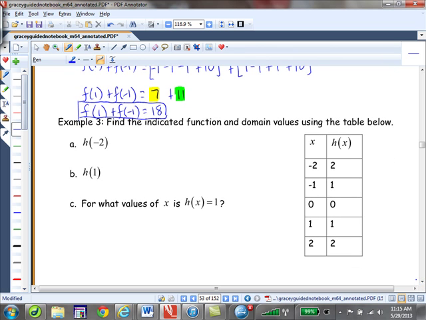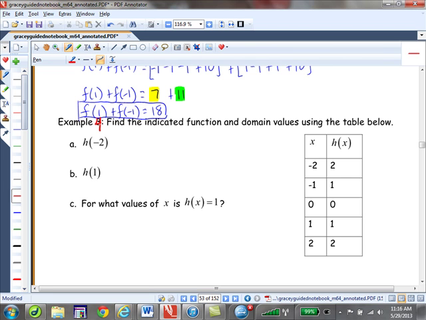Okay, so here we go. The next example, actually this will be example 4, we'll be finding the indicated function and domain values, and we'll be using the information in the table. So we don't have an equation for h, but we have 5 sets of ordered pairs from evaluating the function h.